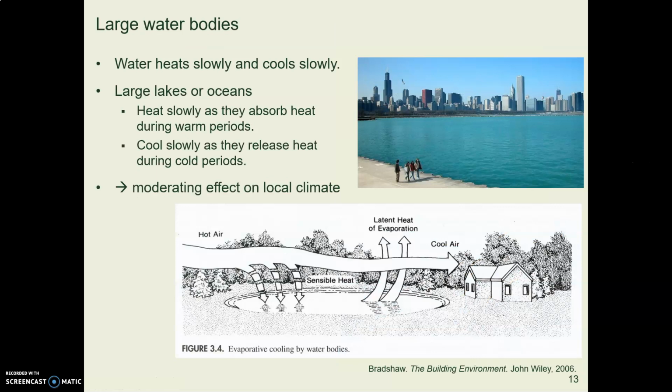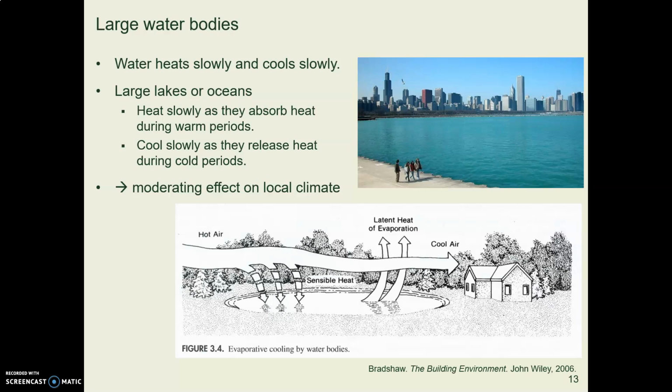And finally, here's a big example of thermal mass. Large bodies of water like the ocean or big lakes, you can probably tell this is Lake Michigan, but other big lakes, those are thermal masses, which means they're a big chunk of material that heats up slowly and cools down slowly. So it takes them a long time to absorb heat in the summertime, and then it takes them a long time to release that heat in the wintertime. There's a big lag there.